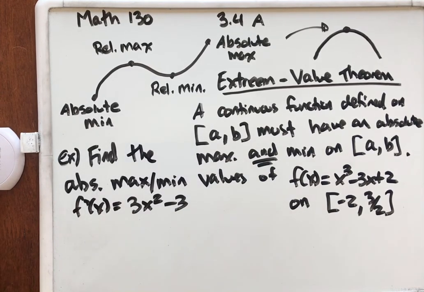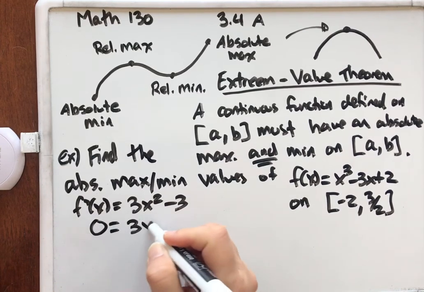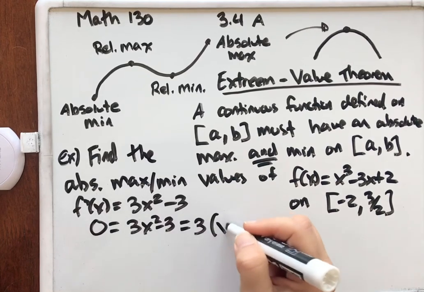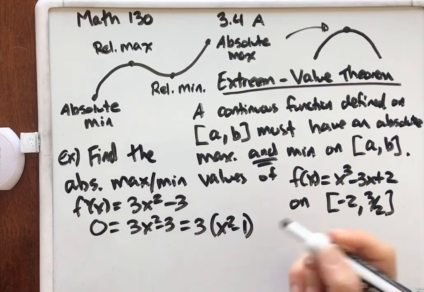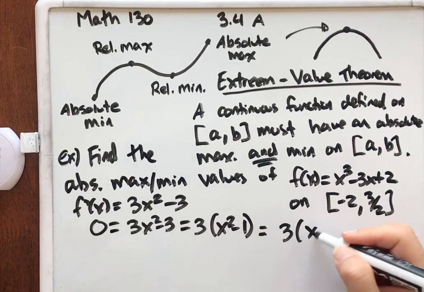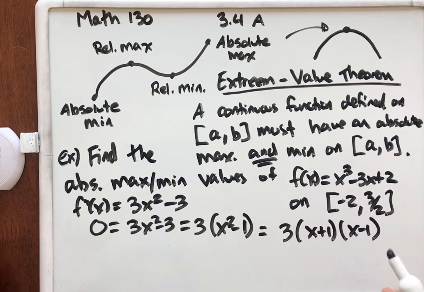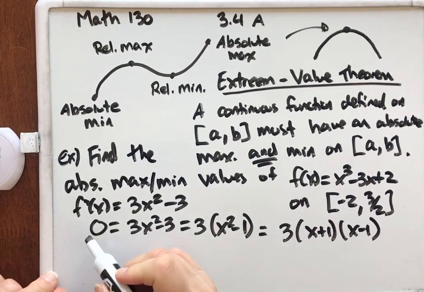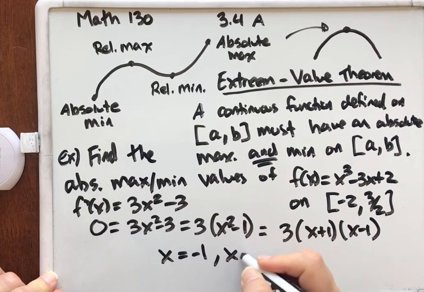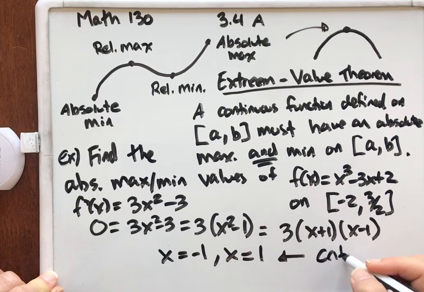What do we do next? Right, we set it to 0. We have 3x squared minus 3 equals 0. We take out the 3 and we have x squared minus 1, and that continues to factor to x plus 1 times x minus 1. So where does all of this equal 0? Well, that's where x equals -1 and x equals 1. These are critical values.